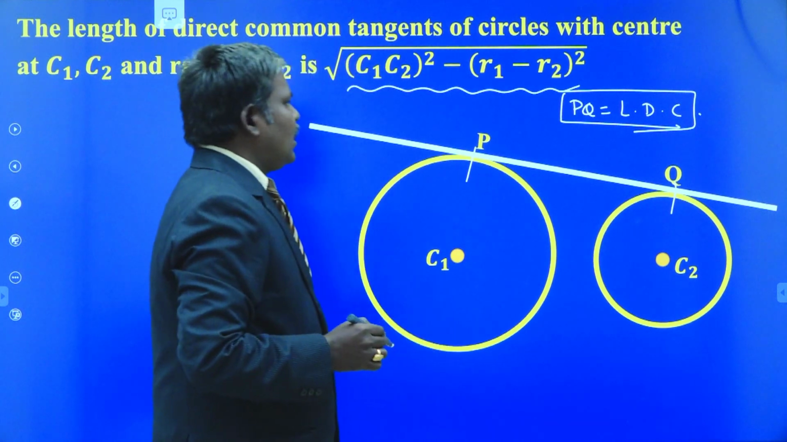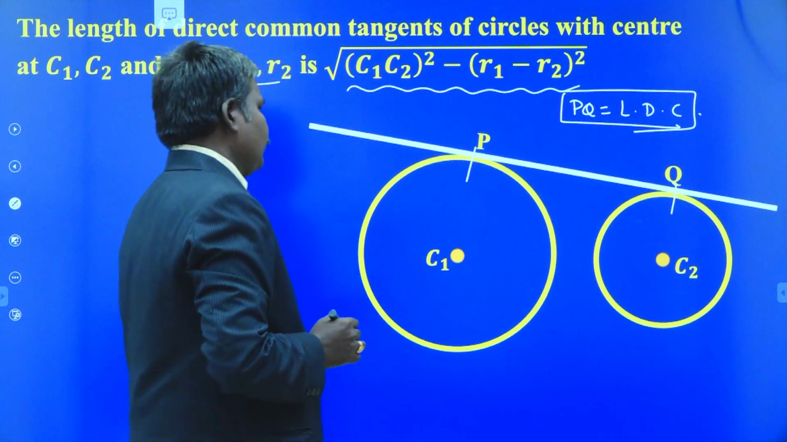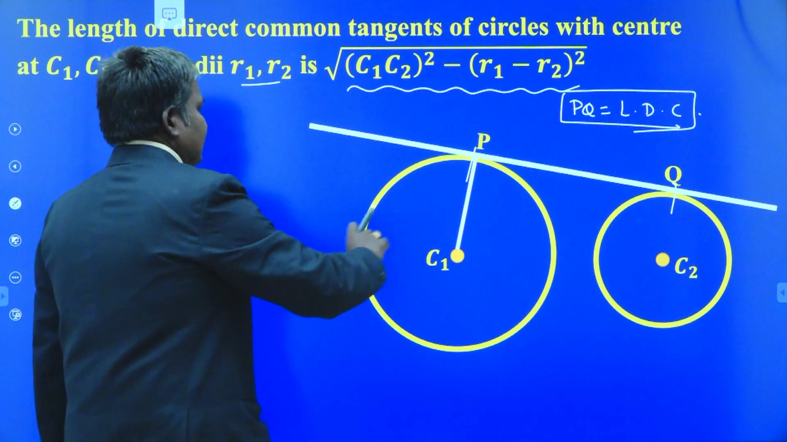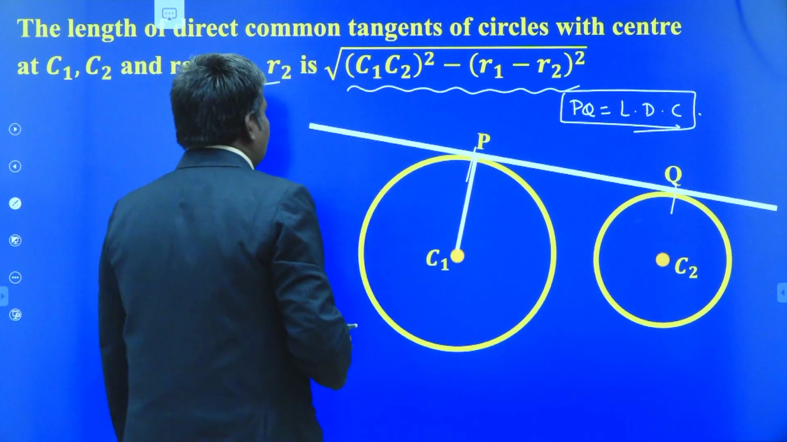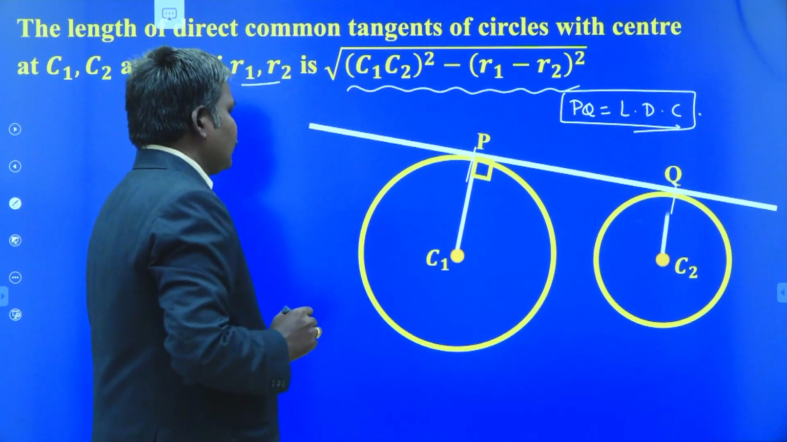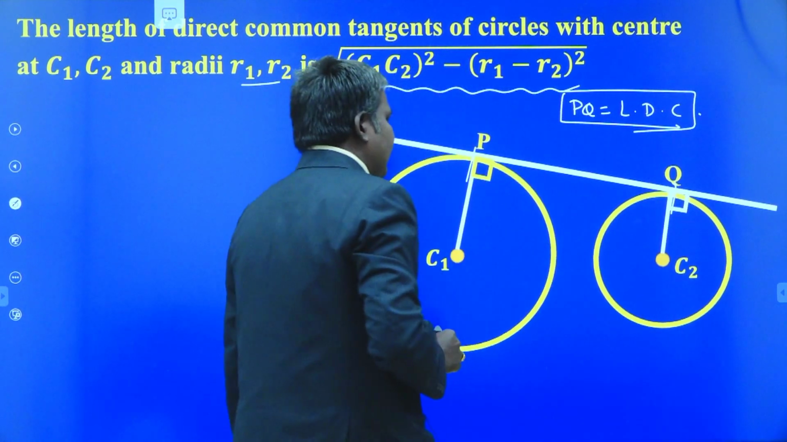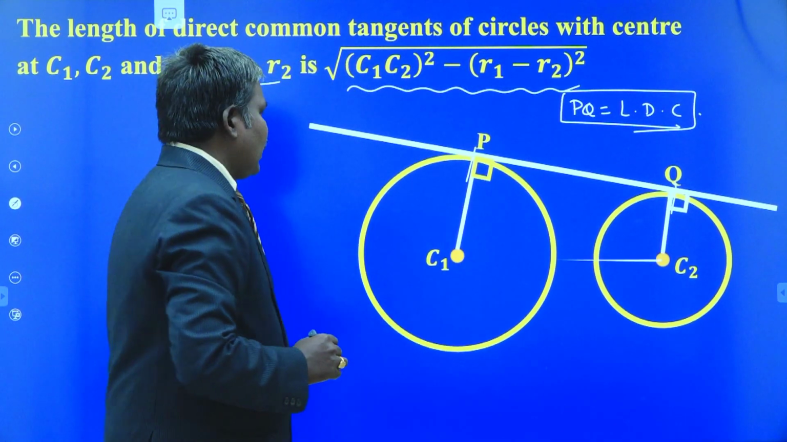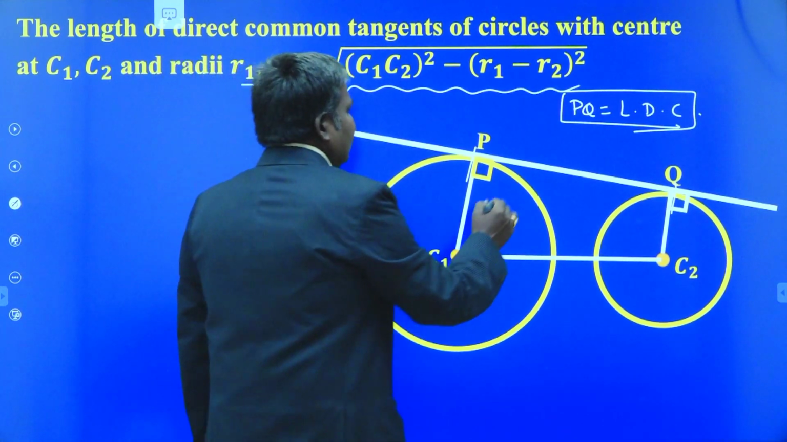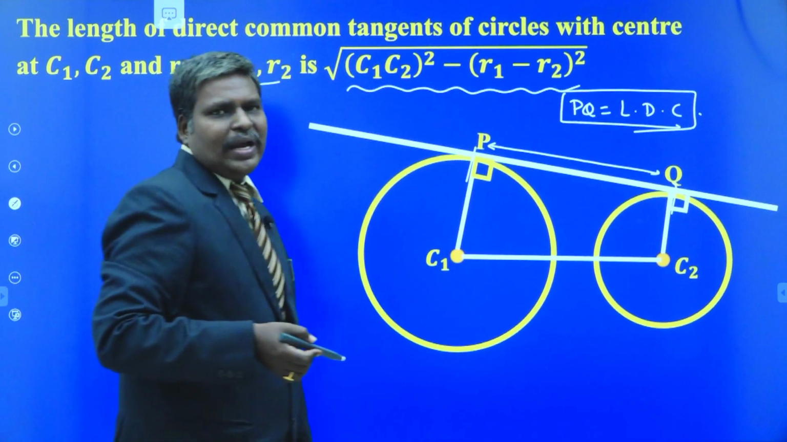So we have to find out the length of PQ in terms of C1, C2 and R1, R2. This is the corresponding radius of the first circle. The distance from here to here is the radius of the circle, that is R1, and the corresponding angle here is 90 degrees. Similarly, this is the radius of the second circle and the angle here is also 90 degrees. And this is the line joining their centers. Your intention is to find the distance from here to here in terms of C1, C2 and R1, R2.